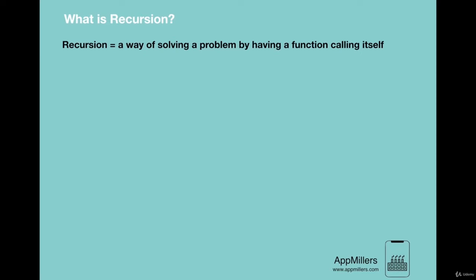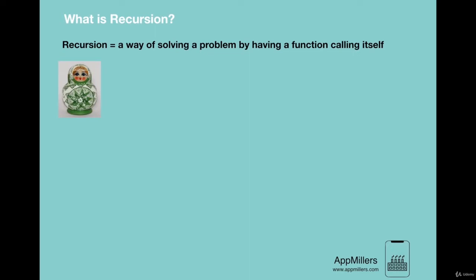In computer science, it's a method of solving a problem where the solution depends on the solution to the smaller instance of the same problem. Such problems can generally be solved by iteration as well. A real-life example of recursion is a Russian nesting doll.